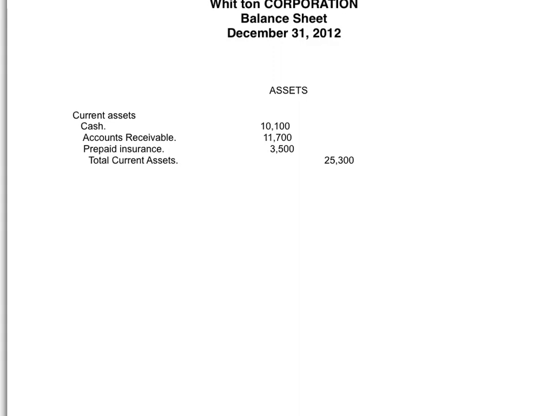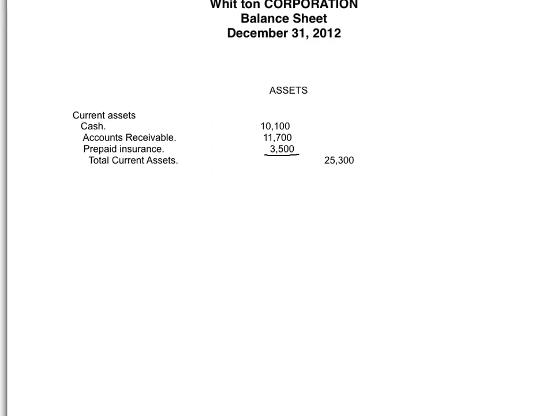So you remember, the current assets are those assets which are going to be used up in the new year. First one, cash, of course, is always listed first. They're listed in the order of liquidity. Accounts receivable, $11,700. Prepaid insurance. Now, when a company buys an insurance policy, it pays for the whole year. And so at the end of the year, there's still some value left in that insurance policy. That's why it's listed here. Now, notice we totaled them in there. We draw a line, and we take the total current assets to the outside.